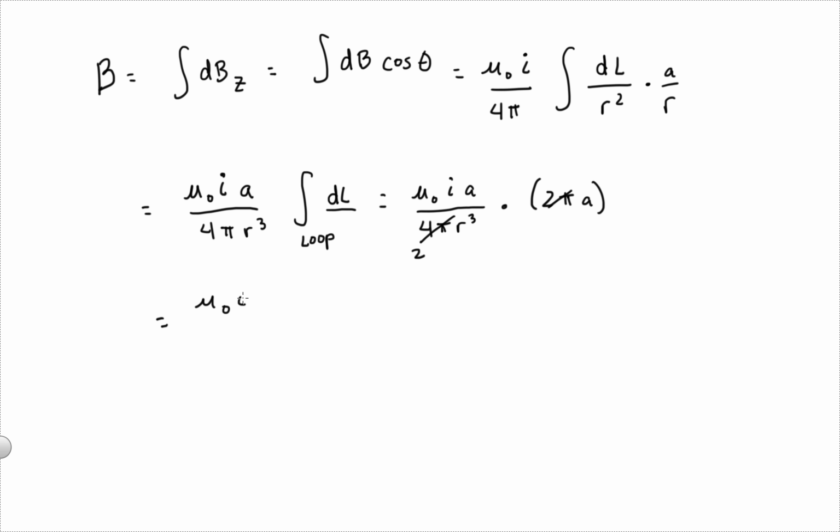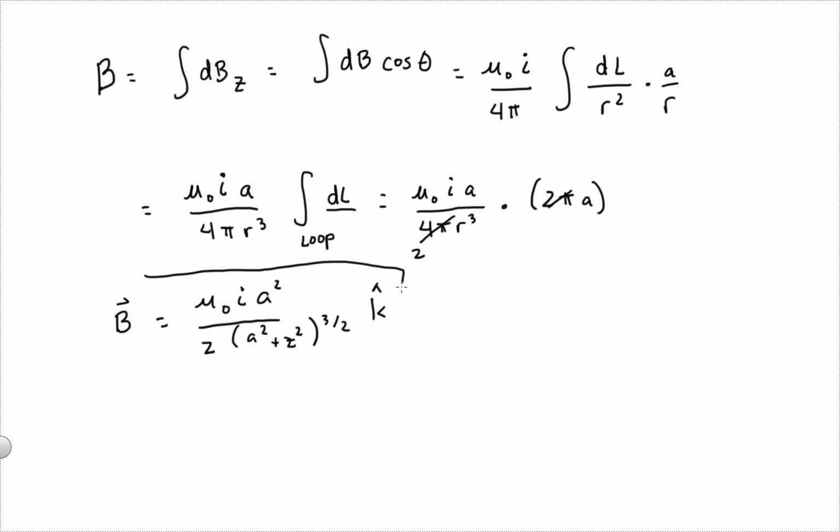So we have mu naught I times a squared, those a's combine, over 2 times a squared plus z squared, and that is raised to the 3/2. That's our r cubed term. And this is in the k hat direction due to symmetry. So that is our magnetic field at some height z above the central point of the ring.